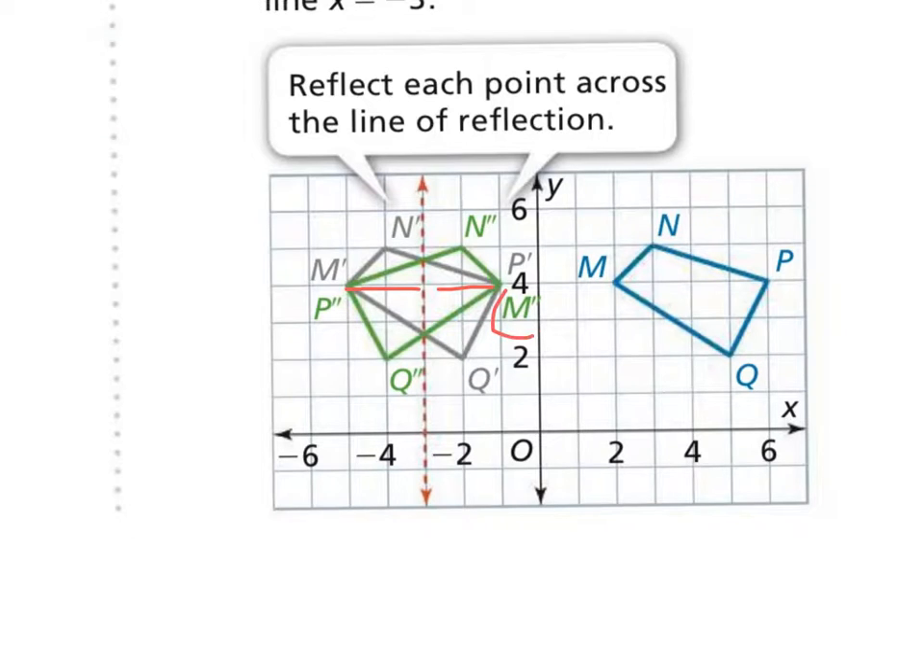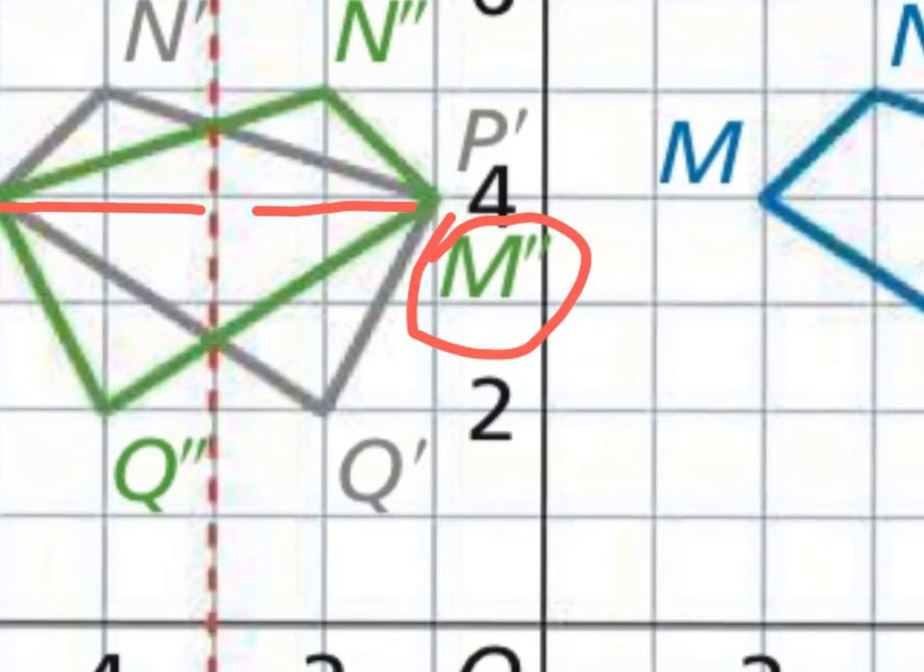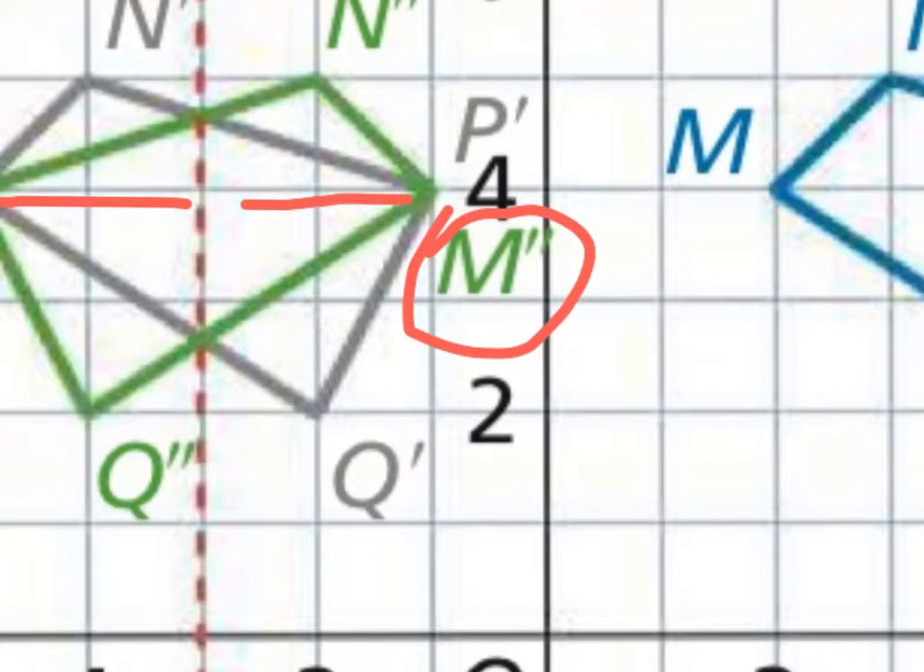Now, if you'll notice on these, this is the second time we moved this. So the second time we moved it, we are going to put a double prime. We're going to have 2 marks next to these letters because it's our second time that we moved them.